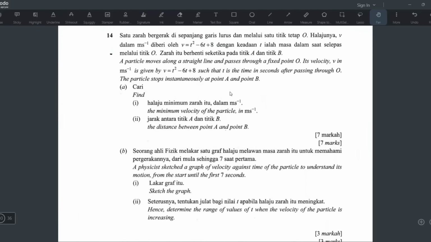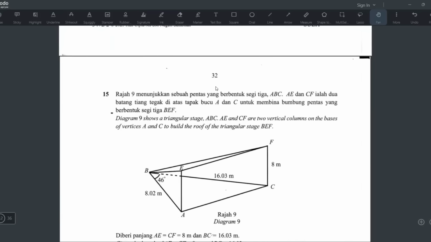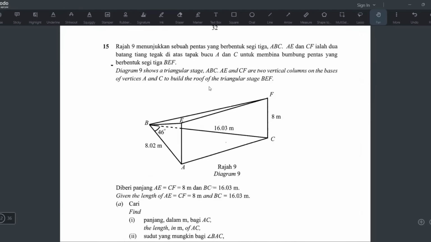Okay, 14 I won't do. That's the kinematics. Okay, 15 is the last question. Okay, let's finish it. This one is definitely the segitiga one lah, from form 4 chapter 10.